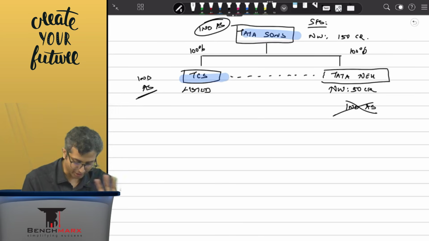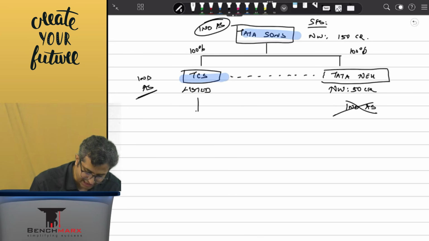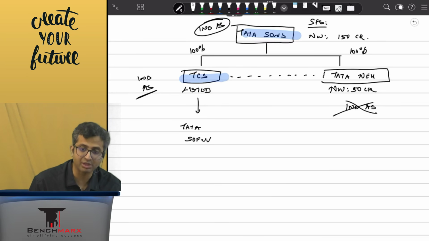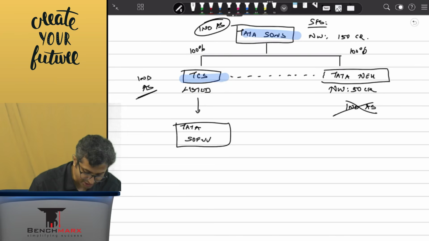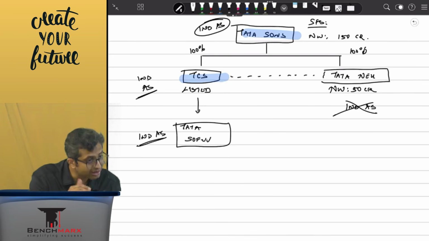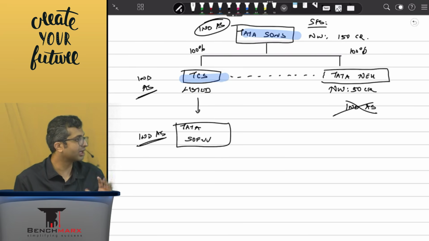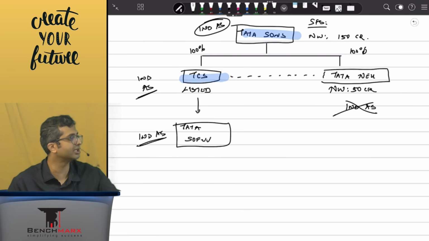For example, okay hold on, understand this properly. Below TCS there is another company, Tata Software for example. Will Tata Software be covered under Ind AS? Irrespective of its net worth? Yes, this is because this is not a fellow subsidiary, it is a sub subsidiary. It will definitely be covered. Whether it is a joint venture or an associate, everything will be covered.